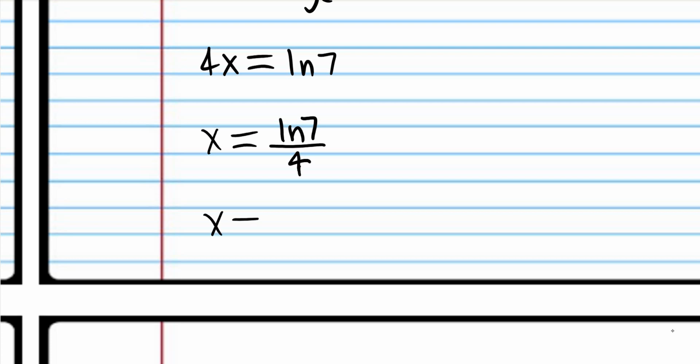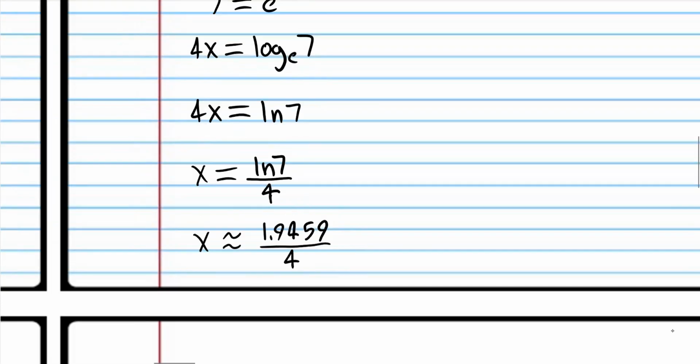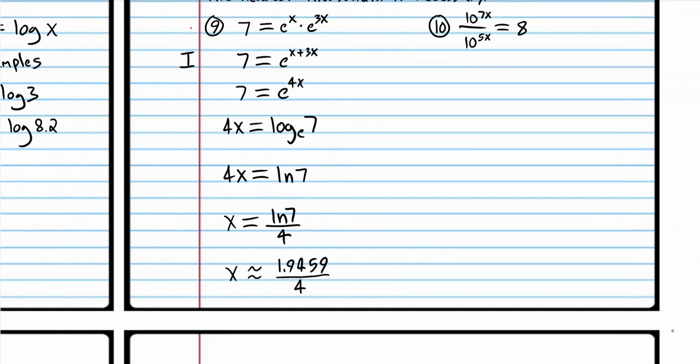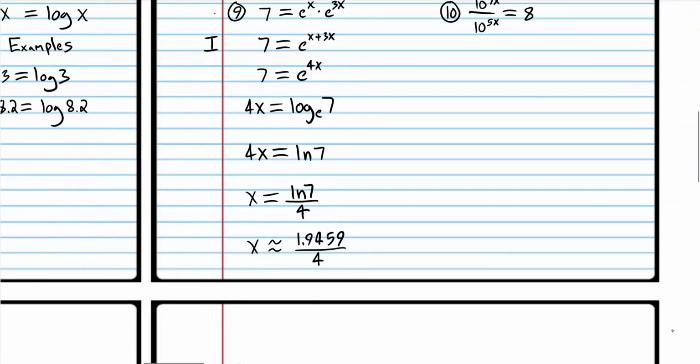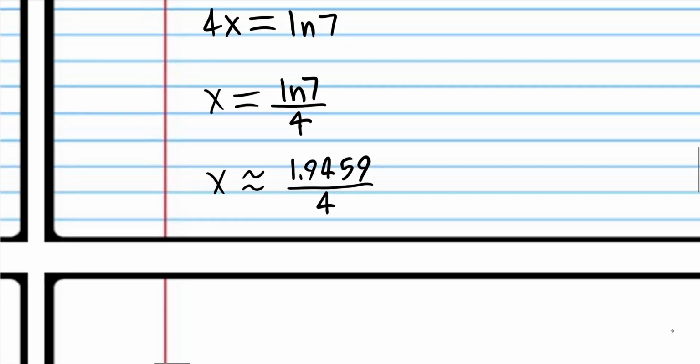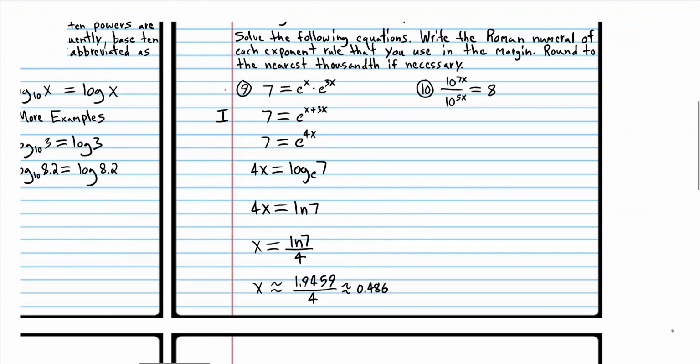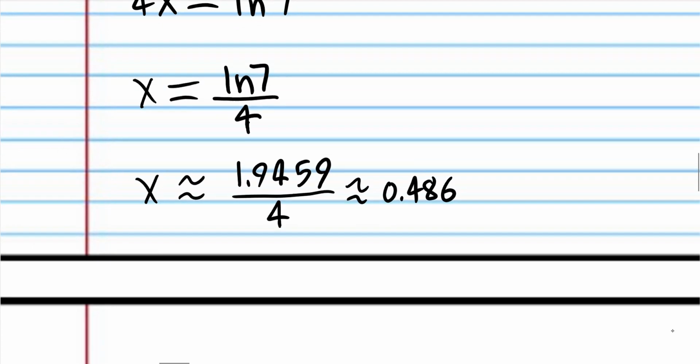So we get x is approximately equal to 1.9459. It just goes on and on over 4. So then we're going to divide that number by 4 and we get our final answer. So I'm going to go off to the side here. We get 0.486, and it says round to nearest thousandth, so that should be good enough.